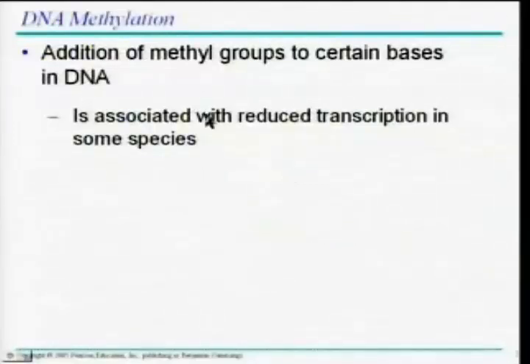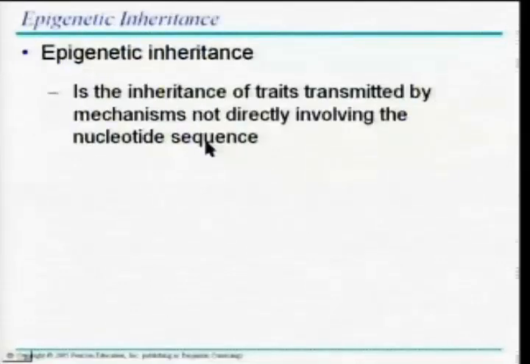Another modification, DNA methylation. Addition of methyl groups to certain bases in DNA is associated with reduced transcription in some species. So I would assume that this could occur or be in state within both euchromatin and heterochromatin.